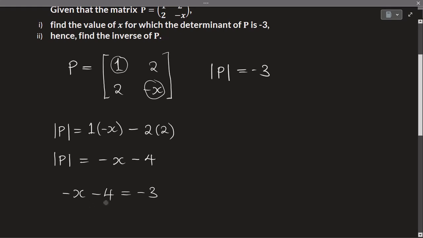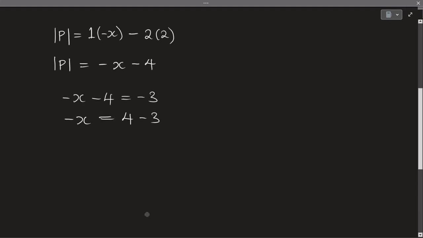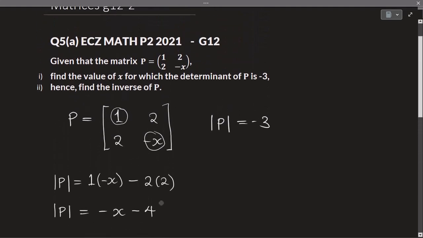We can decide to solve this anyway. We can say this negative 4 crosses over to the right hand side, and then we have a positive 4 minus a 3. This in turn will give us a negative x being equal to 1. Therefore, when we divide both sides by negative 1, we're going to find out that x is equal to negative 1. So this here is the value of x.